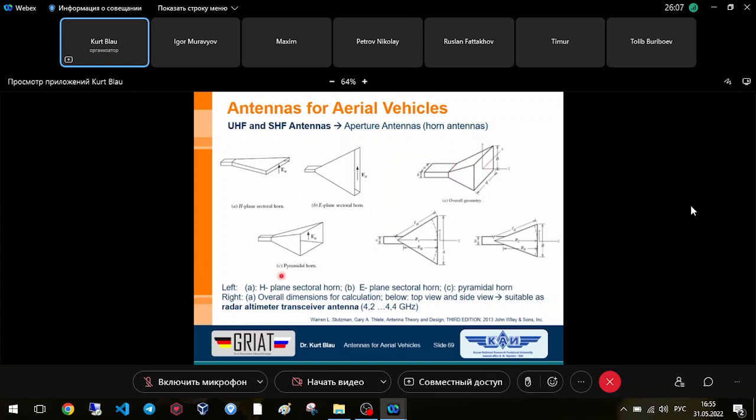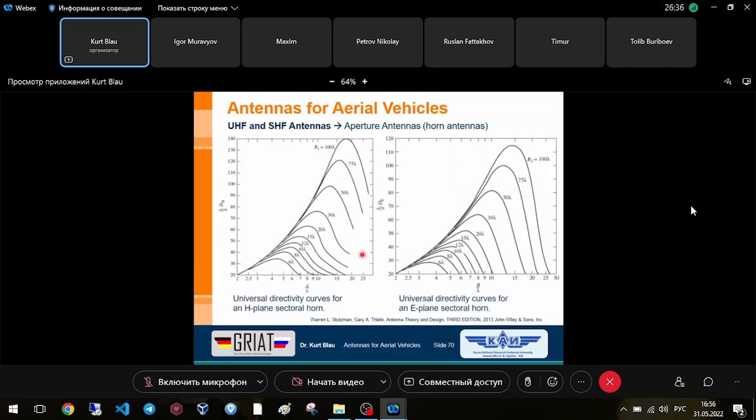This is the pyramidal horn, and here you can see the dimensions which you have to know to calculate such an antenna. And then you can see here also the application field for such an antenna is again in the 4 gigahertz range. And this is applied, for instance, in the radar altimeter transceiver antenna. This is not further to discuss.